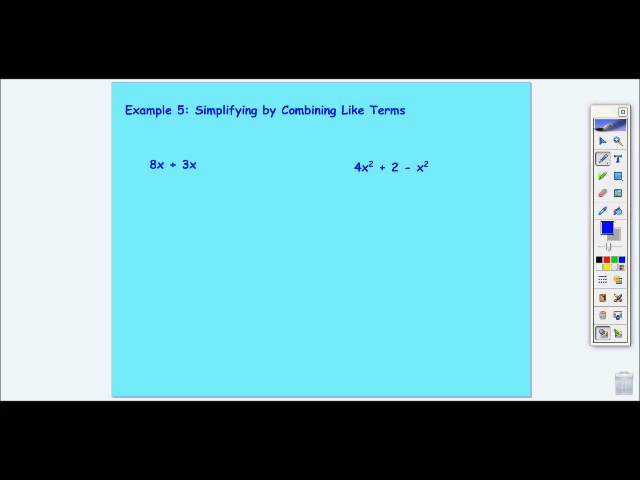Let's put one of these in. We'll start out easy and then keep adding to it. 8x plus 3x. Notice we're adding this time. We're not multiplying. So you just have 8x's laying on the floor, and over here you have 3x's. So you put those together, you're combining them, for 11x.